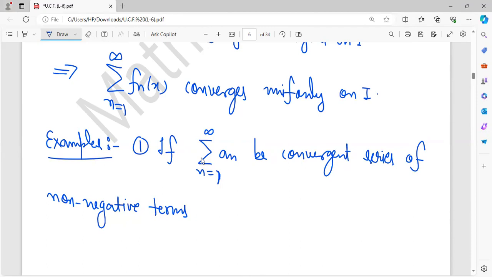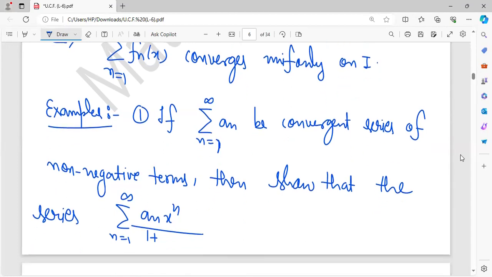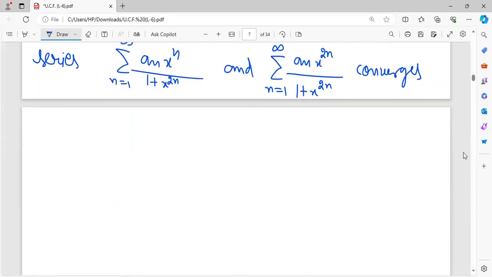okay, then the series summation n goes from 1 to infinity of a_n x to the power n over 1 plus x to the power 2n, and the series summation n goes from 1 to infinity of a_n x to the power 2n upon 1 plus x to the power 2n, converges uniformly on R. So how to prove it?